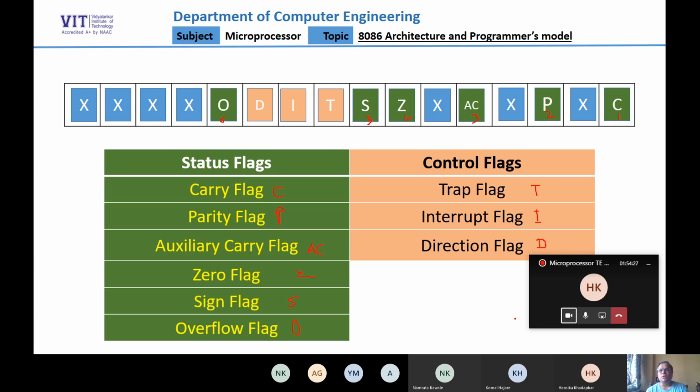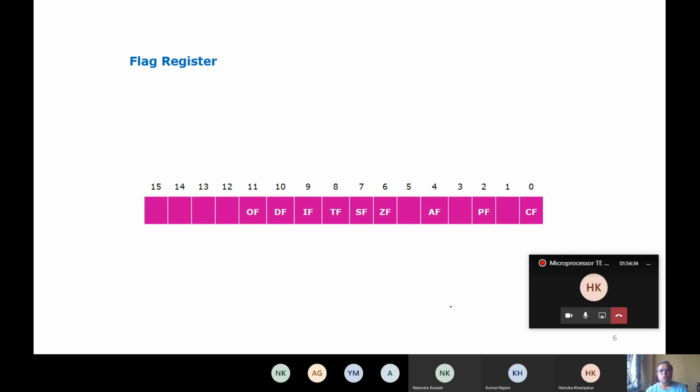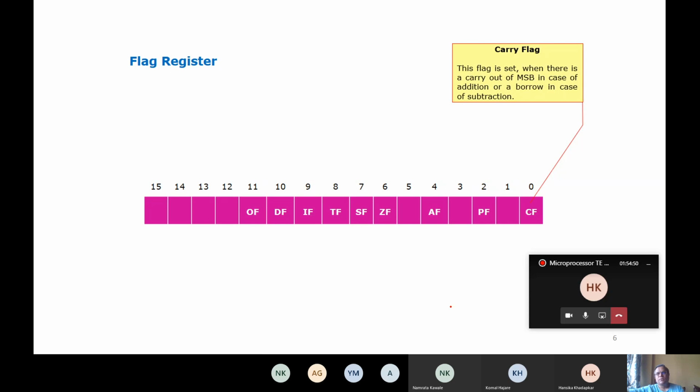Most of them are, I think, known to you, but still we will continue and see what is the significance of every flag. So again, I will draw the flag register. I will not show the unused bits. They are kept blank. Used bits, I have given names to them. And one by one, we will write about every flag. We'll start with the carry flag.